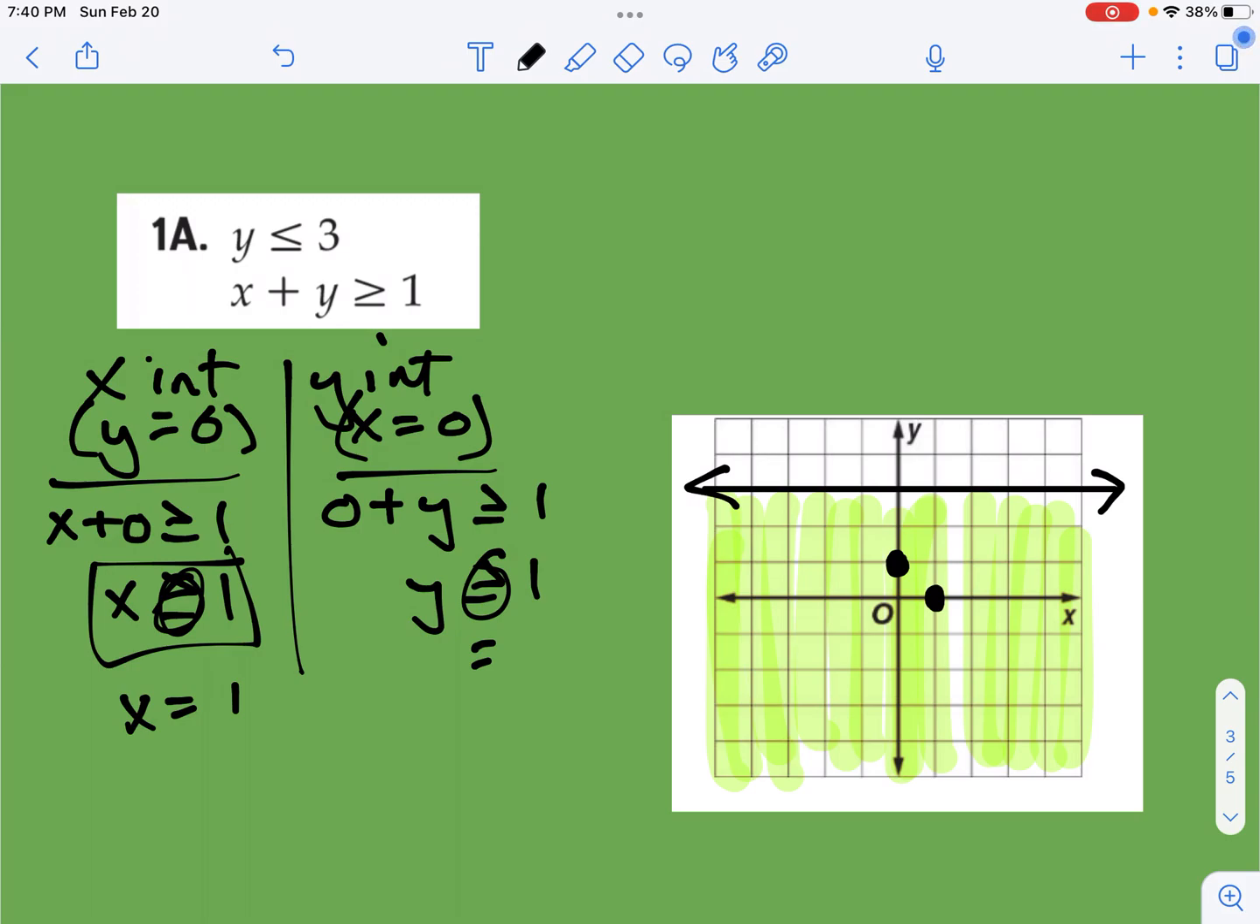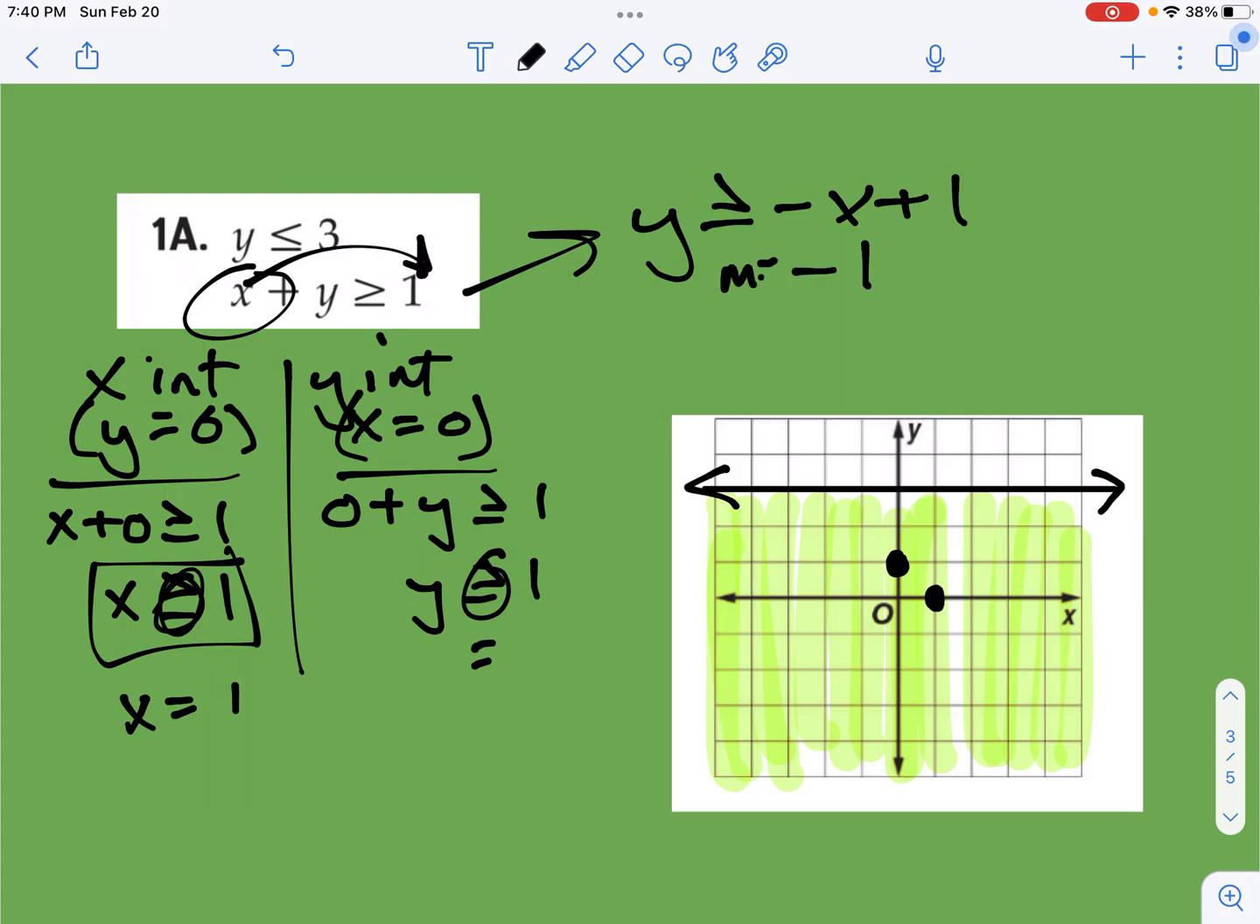So the other thing you could do with this is rewrite it, right? You could move x over to the other side and get this written in mx plus b form. So you would have y is greater than or equal to negative x plus 1, which is going to give you the exact same thing. Your slope would be negative 1, right? And then your y-intercept would be 1. Well, that's exactly what we have, right? So this one's going to be solid as well, okay?